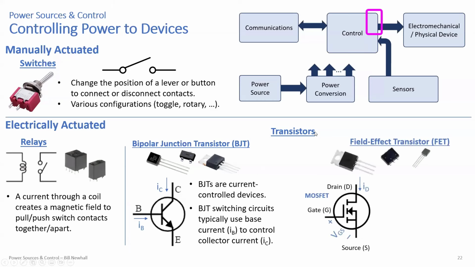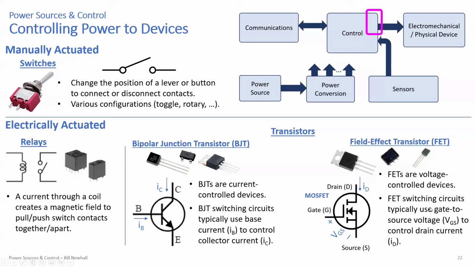Okay, the other type of transistor that you're using in lab is the field effect transistor. You're using a MOSFET, a metal oxide semiconductor field effect transistor. Here is the schematic symbol of a MOSFET. MOSFETs are 3-terminal devices. You'll see the drain, the gate, and the source. We're often concerned with controlling ID, the drain current, using the gate to source voltage. But these are voltage controlled devices. Okay, so the BJTs, those are current controlled devices. One current controls another current. In this case, you're using a voltage to control a current. So FET switching circuits typically use the gate to source voltage, VGS, to control the drain current.